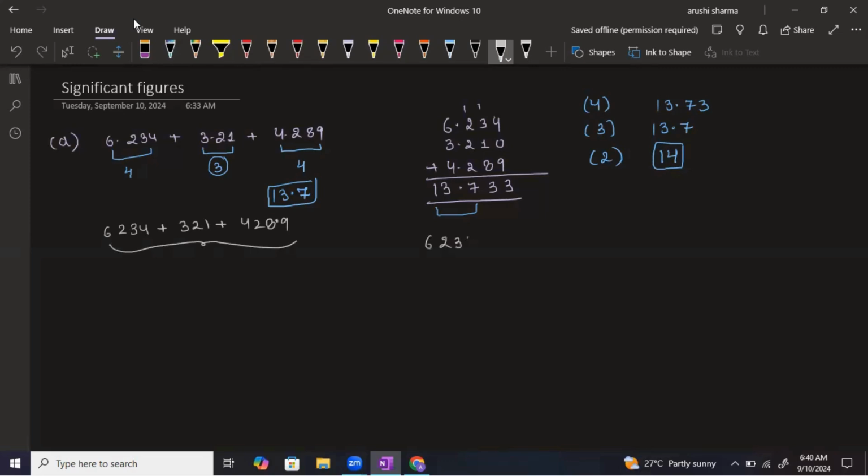Let me write it down first of all. 6234, 321. It's going to be 428.9. This is how we are going to write it down, right? You have to put the decimal here. 3 and 2 is how much? So 5. 5 plus 1, 6. 6 plus 2, 8. Then 2, 3, 5, 5 plus 4, 9, and then 6 again here.